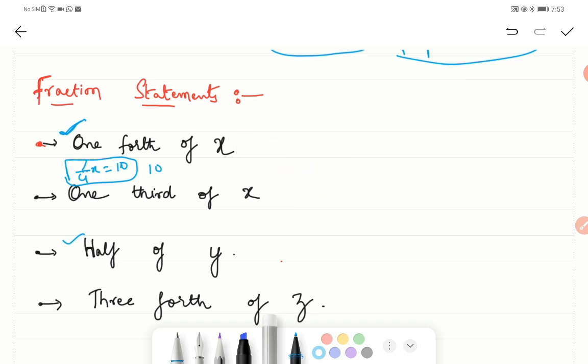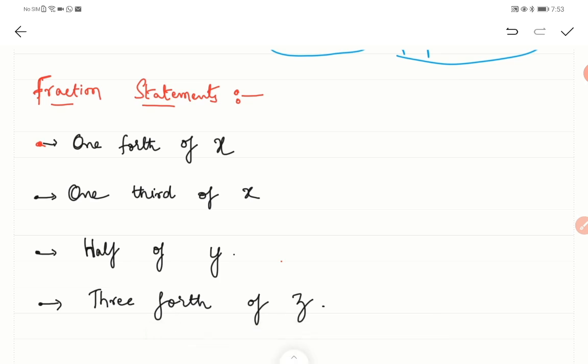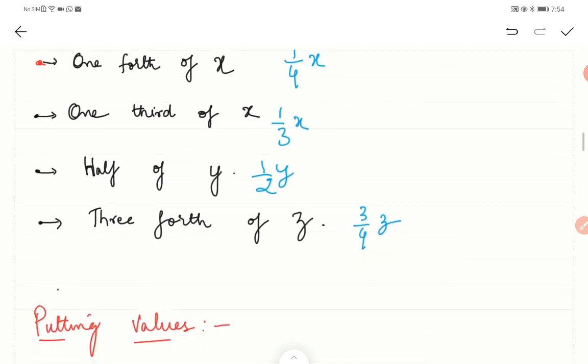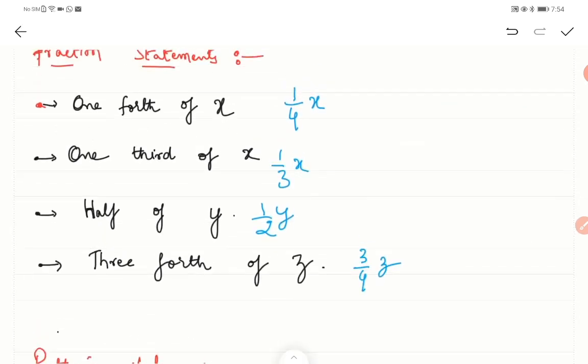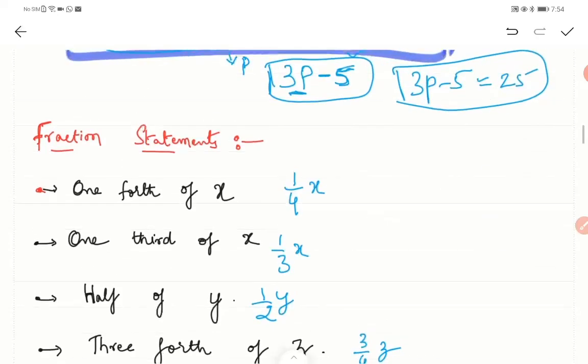We will do more and more problems so that you will become very flexible with your equations. So 1/4 of x is what? 1 by 4 of x. 1/3 of x is what? 1 by 3 of x. Half of y is what? That is 1 by 2 of y. 3/4 of z, that is 3/4 of z. It can be anything. These are for the statements of your fractions.